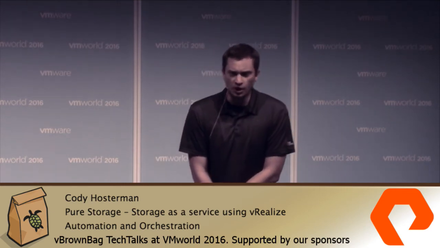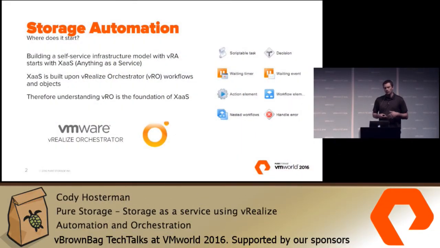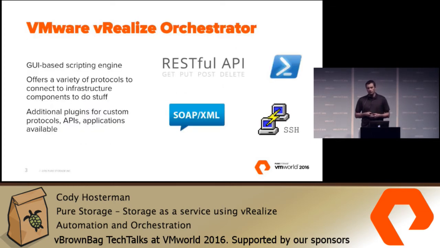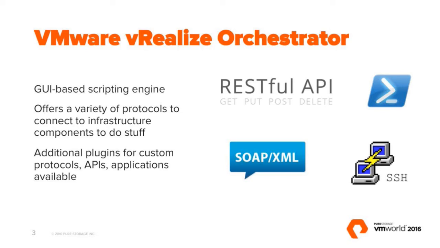So self-service storage provisioning starts in vRealize Automation with vRealize Orchestrator. vRealize Orchestrator is a GUI-based scripting engine that allows you to build workflows to manage, manipulate, and change your storage, your switches, your VMware infrastructure. Inside of vRealize Orchestrator, you can use things like the REST API, SOAP calls, SSH, PowerShell. There's a variety of mechanisms inside of vRealize Orchestrator to manipulate, change, and manage your data and your infrastructure from it.